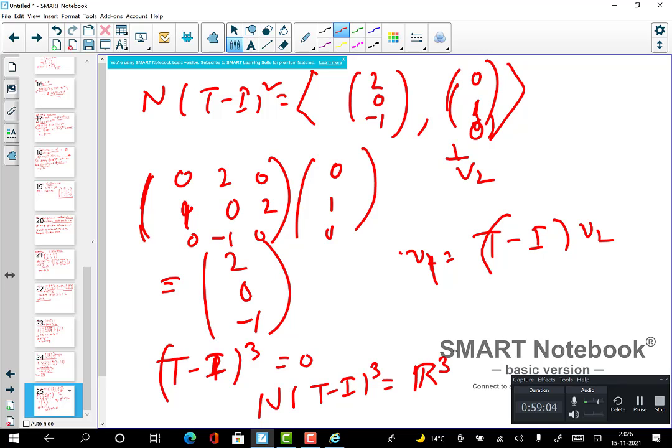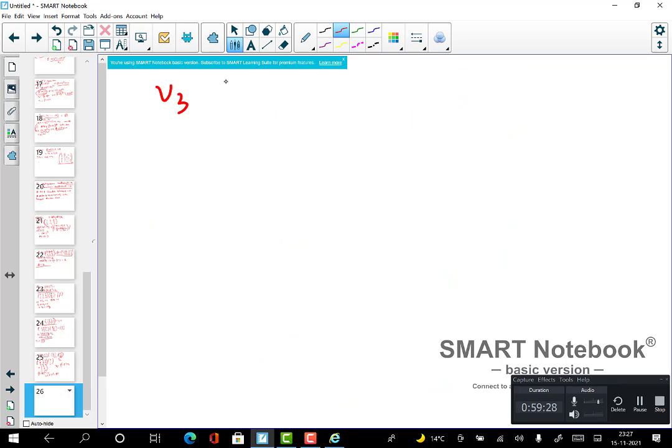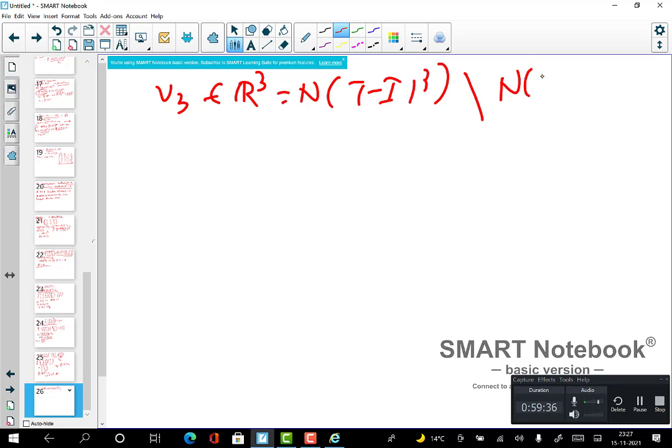So now we need to find a vector which is not in the null space of (T minus I) whole square, so outside that. How do we find a vector outside this? Obviously you can choose many ways, but if I choose the standard vector 1 0 0 as v3, you see that v3 is inside R3, which is the null space of (T minus I) whole cube, but not inside the null space of (T minus I) whole square, right? So my v3 is 1 0 0, the standard vector.